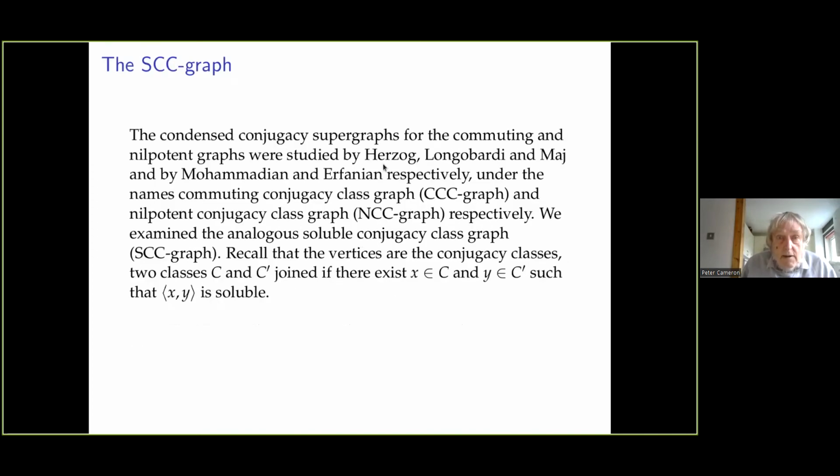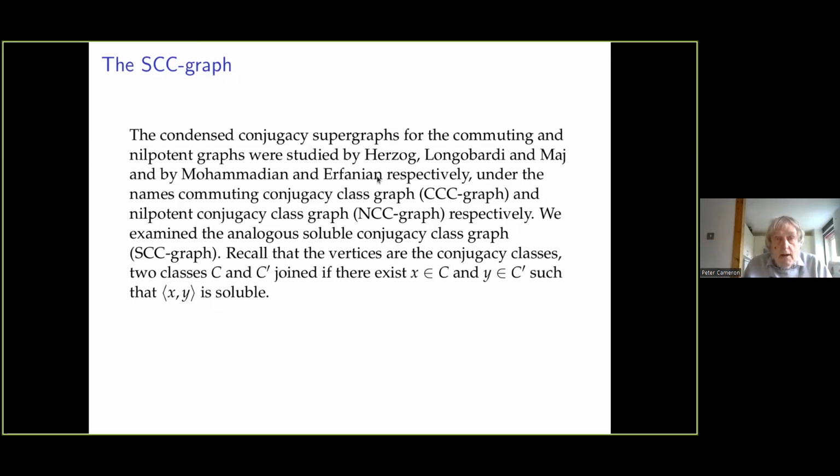In particular, Herzog, Longobardi, and May looked at the commuting conjugacy class graph, which they called the CCC graph. Rather than make the name even longer, I will just use their notation. So the CCC graph is the commuting conjugacy class graph. The vertices are the conjugacy classes, and you join two conjugacy classes if there's an element in one and an element in the other which commute.